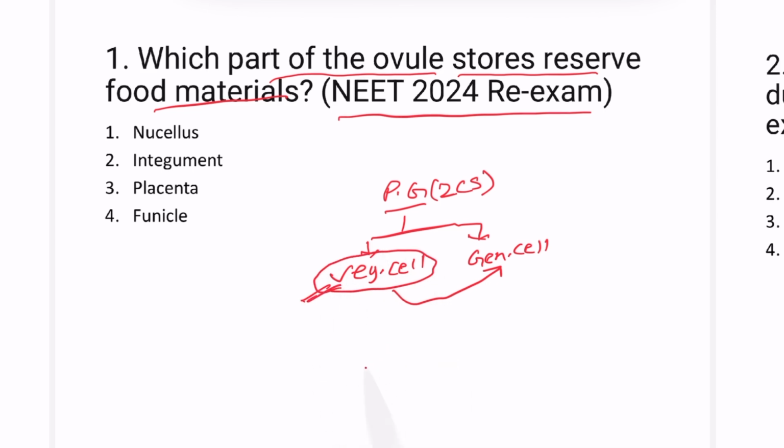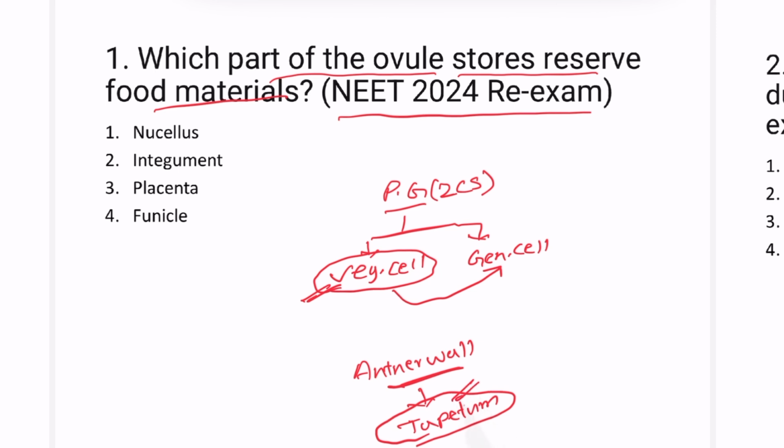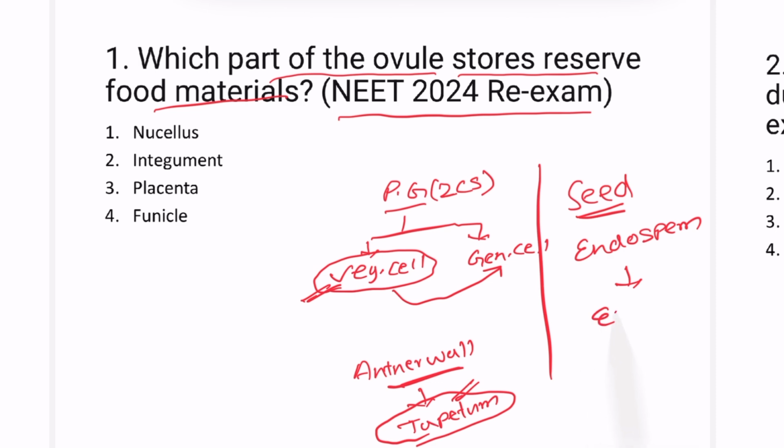One more example. In the anther wall, tapetum is the layer which is going to provide nourishment for the developing pollen grains. So for this reason, the tapetal cells are considered to have abundant food reserves. One more example. When we speak about the seed, inside the seed, endosperm is going to provide nourishment to the embryo. So in this case, endosperm will be having abundant food reserves.